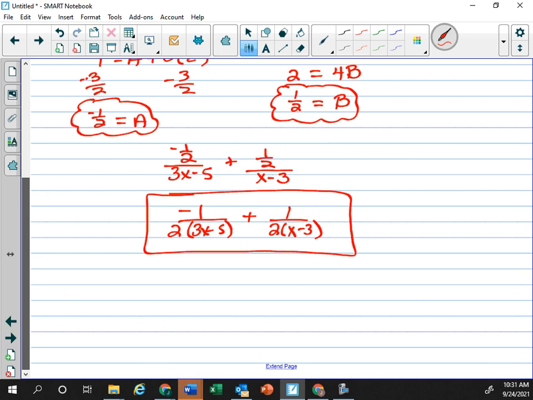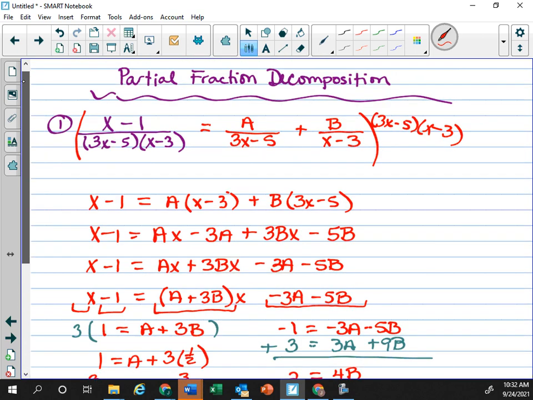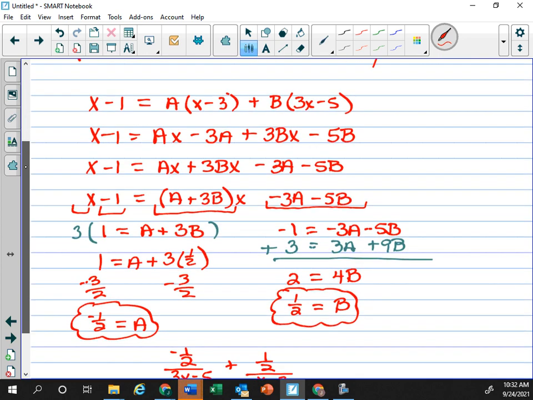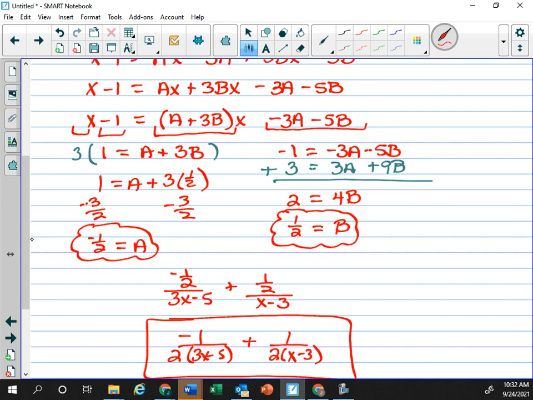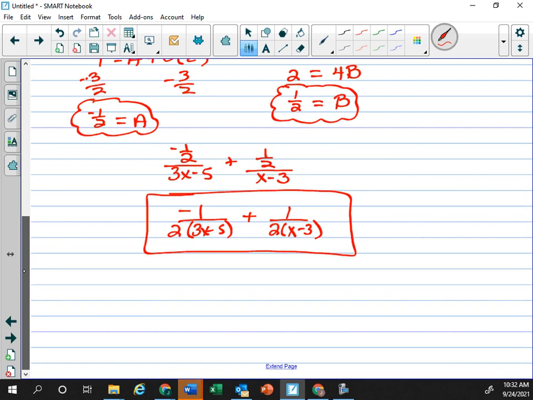Questions on that first one? Okay, so with these, if you took the time to actually add them together, find your common denominator and go through all of that, you would get back to this x minus 1 over (3x minus 5) times (x minus 3). Again, we're not going to do that, but that's where you would end. Questions before we try another one?